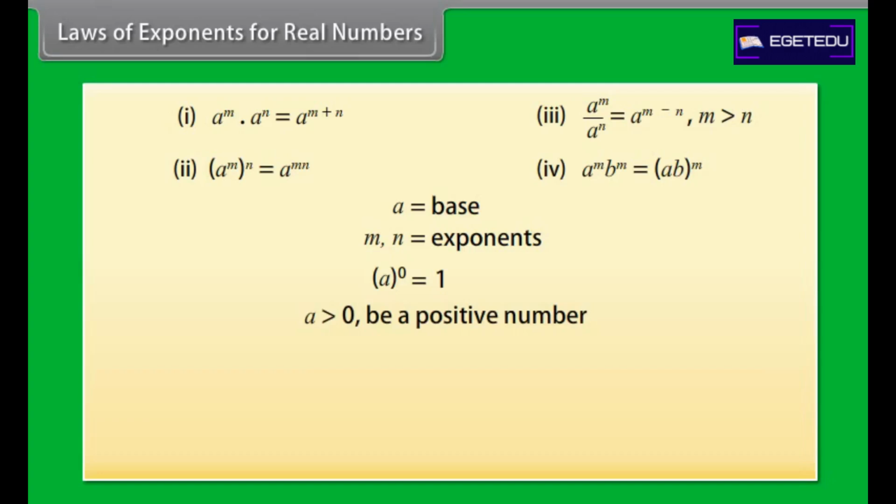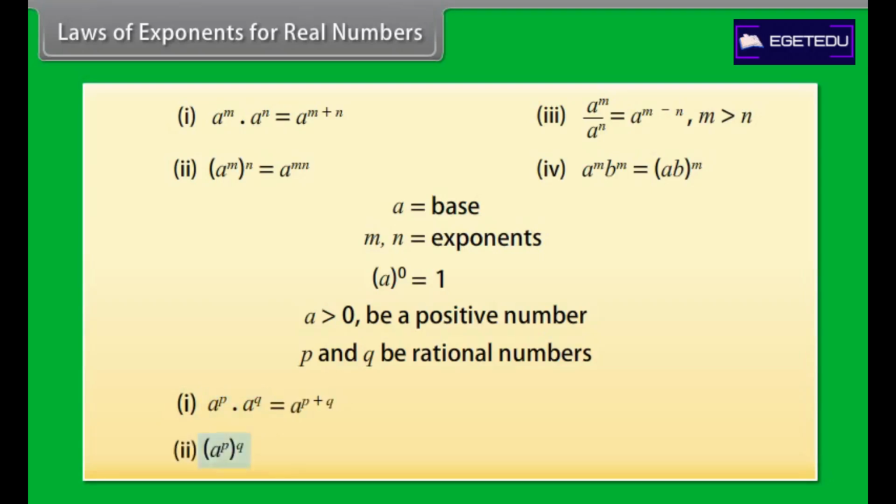Now let a greater than 0 be a positive number and p and q be rational numbers. Then we can say that in multiplication, when bases are same, powers are added. A power raised to another power gets multiplied. In division, when bases are same, powers get subtracted. And when powers are same and bases are different and are getting multiplied, then we take the power as common.